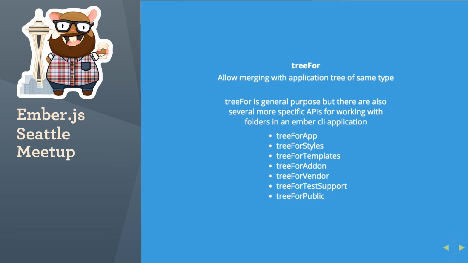Tree for, this is a generic way of working with trees or directory structures, which Ember-Cli processes generically. Tree for is very general purpose, but there are also more specific APIs for working with specific parts of your app. So the app folder, the styles folder, the templates folder, the add-on folder, vendor folder, and so on and so forth.